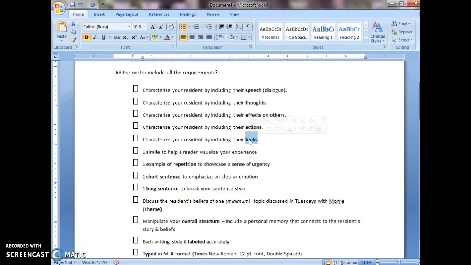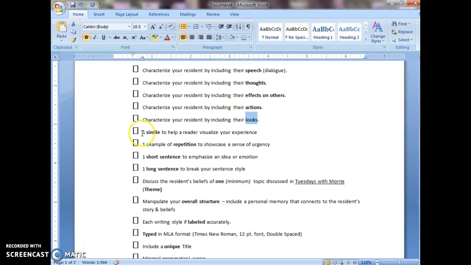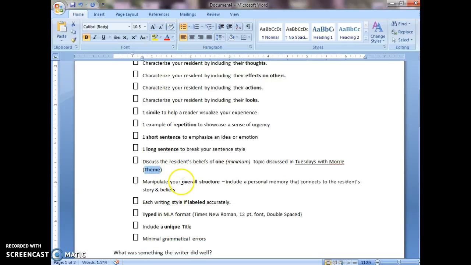So you first want to make sure that they have characterized their resident accurately. You also want to check for style. So did they include a simile? Did they include repetition? Did they include a short sentence? Did they include a long sentence? Did they make sure to manipulate that overall structure? Did they include a personal memory? And did they also talk about a belief on one of the themes? And what theme did they talk about? As you're double checking that style, make sure that they are labeling it accurately so that each element of style has been labeled.